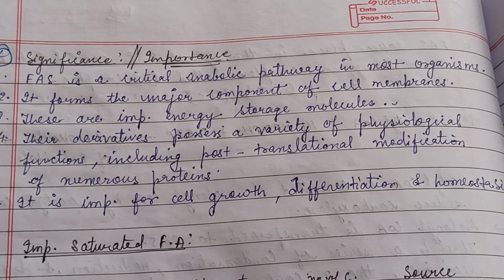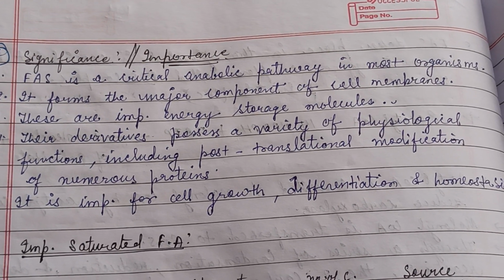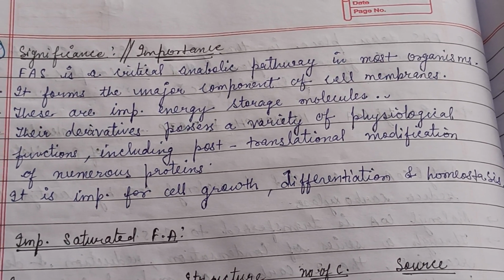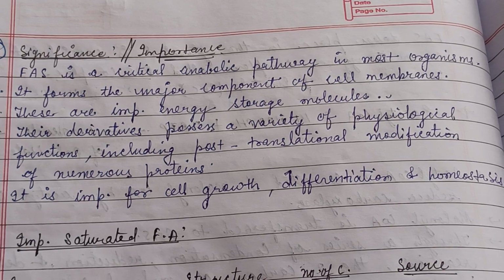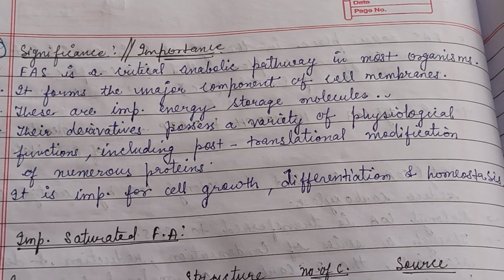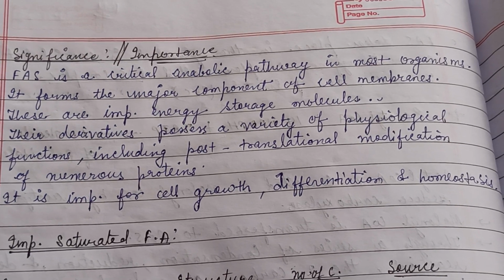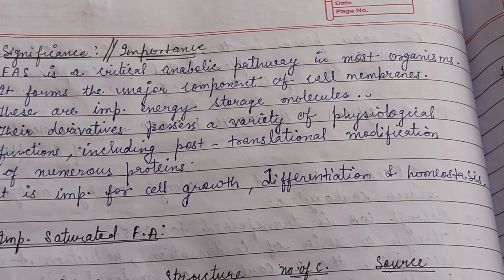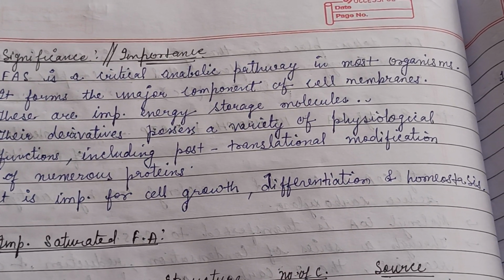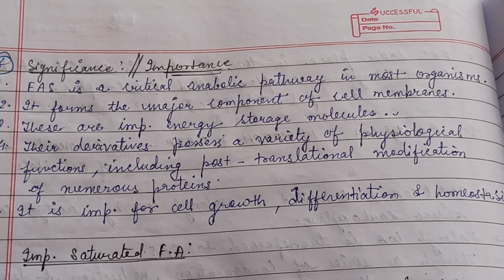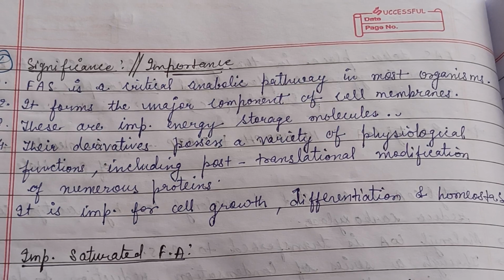The significance or importance of free fatty acid synthesis: as it is an anabolic pathway, it forms the major component of the cell membrane and is important as an energy storage molecule. Its derivatives possess a variety of physiological functions, including post-translational modification of numerous proteins, and are important for cell growth, differentiation, homeostasis, cell membrane formation, and others. So that is all about fatty acid synthesis and their importance.